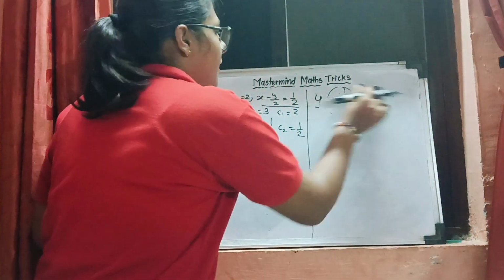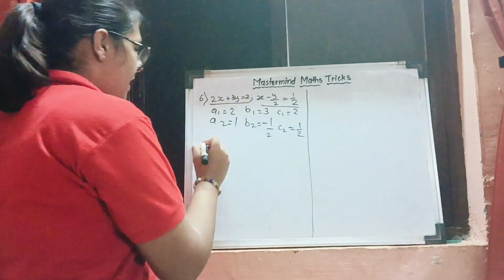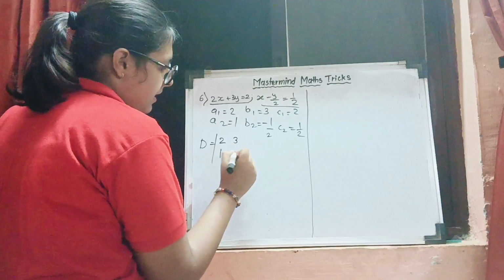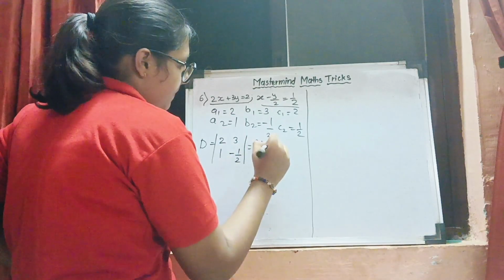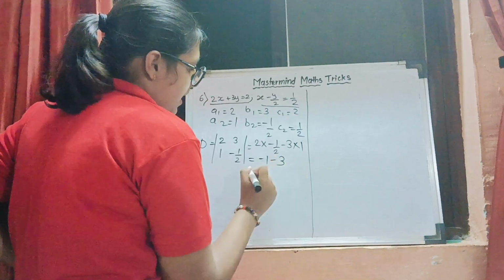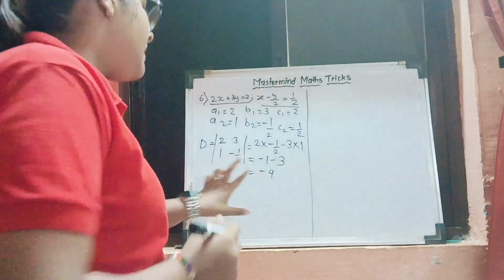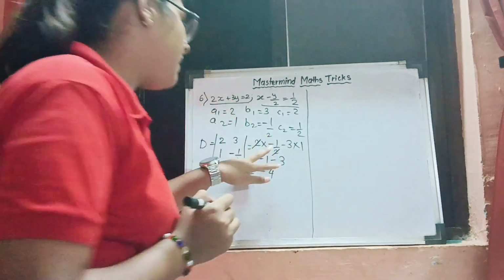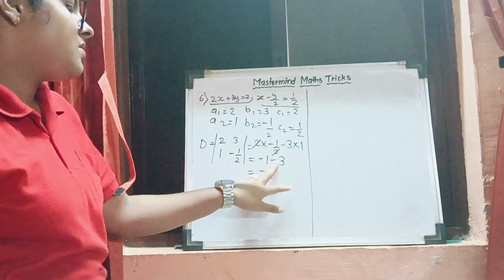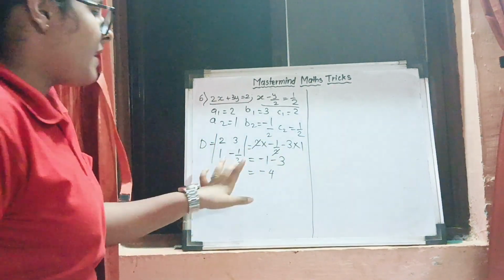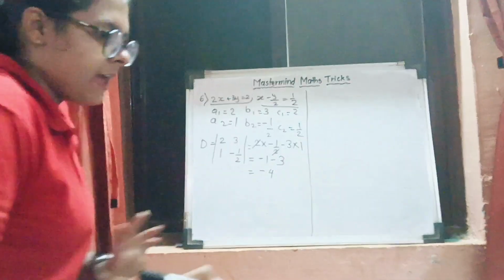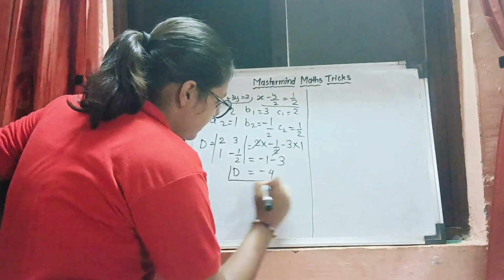So by Cramer's rule, we will first find the value of D. D is equal to the determinant of a1, a2, 2, 1, b1, b2, 3, minus 1 by 2, which is equal to 2 multiplied by minus 1 by 2, minus 3 multiplied by 1, which is equal to minus 1 minus 3, which is equal to minus 4. You can understand this because 2 and 2 get cancelled, remains minus 1. 3 multiplied by 1 is equal to 3 with the minus sign. So minus 1 minus 3 is equal to minus 4. Minus minus became plus, and the bigger sign is minus, so minus 4. So now the value of D is minus 4.